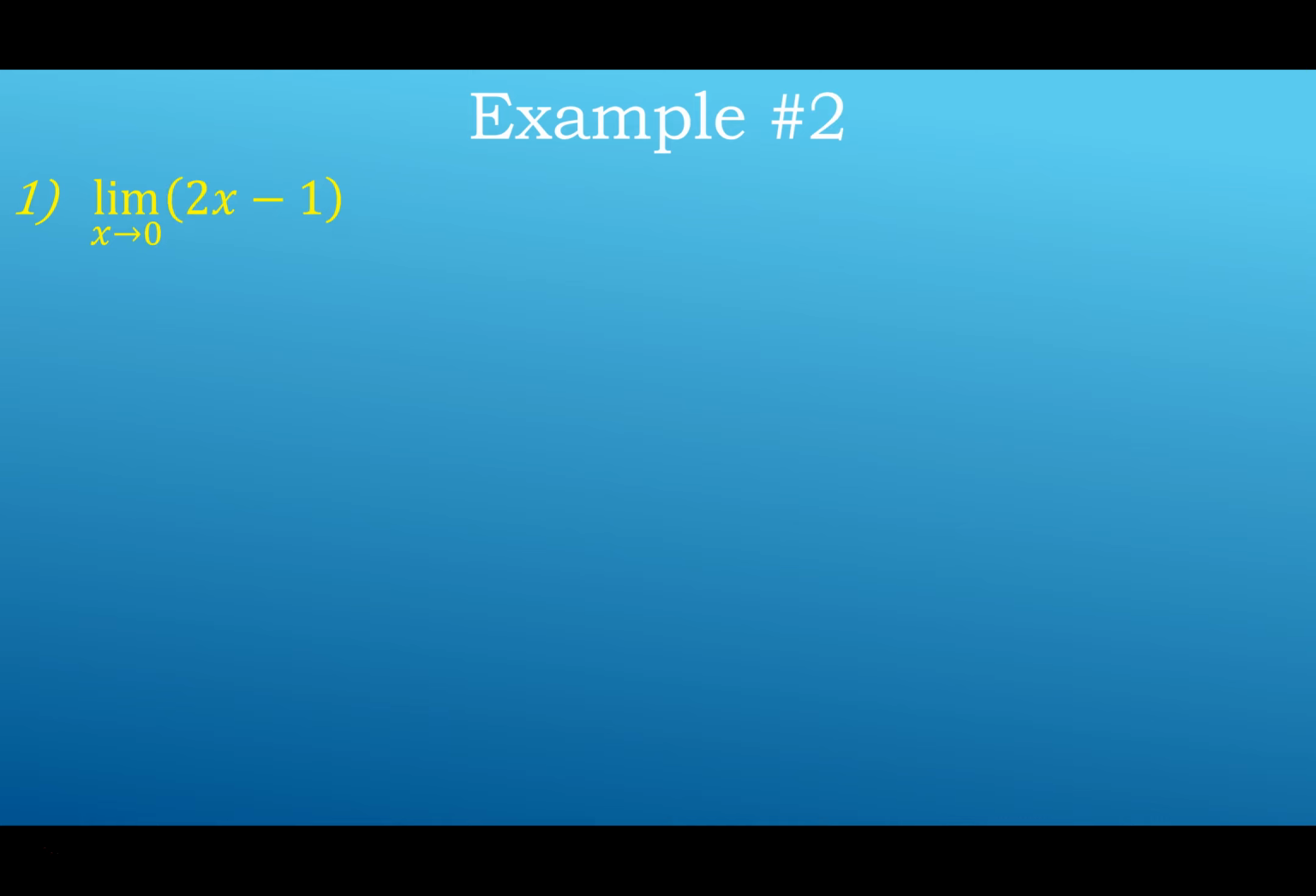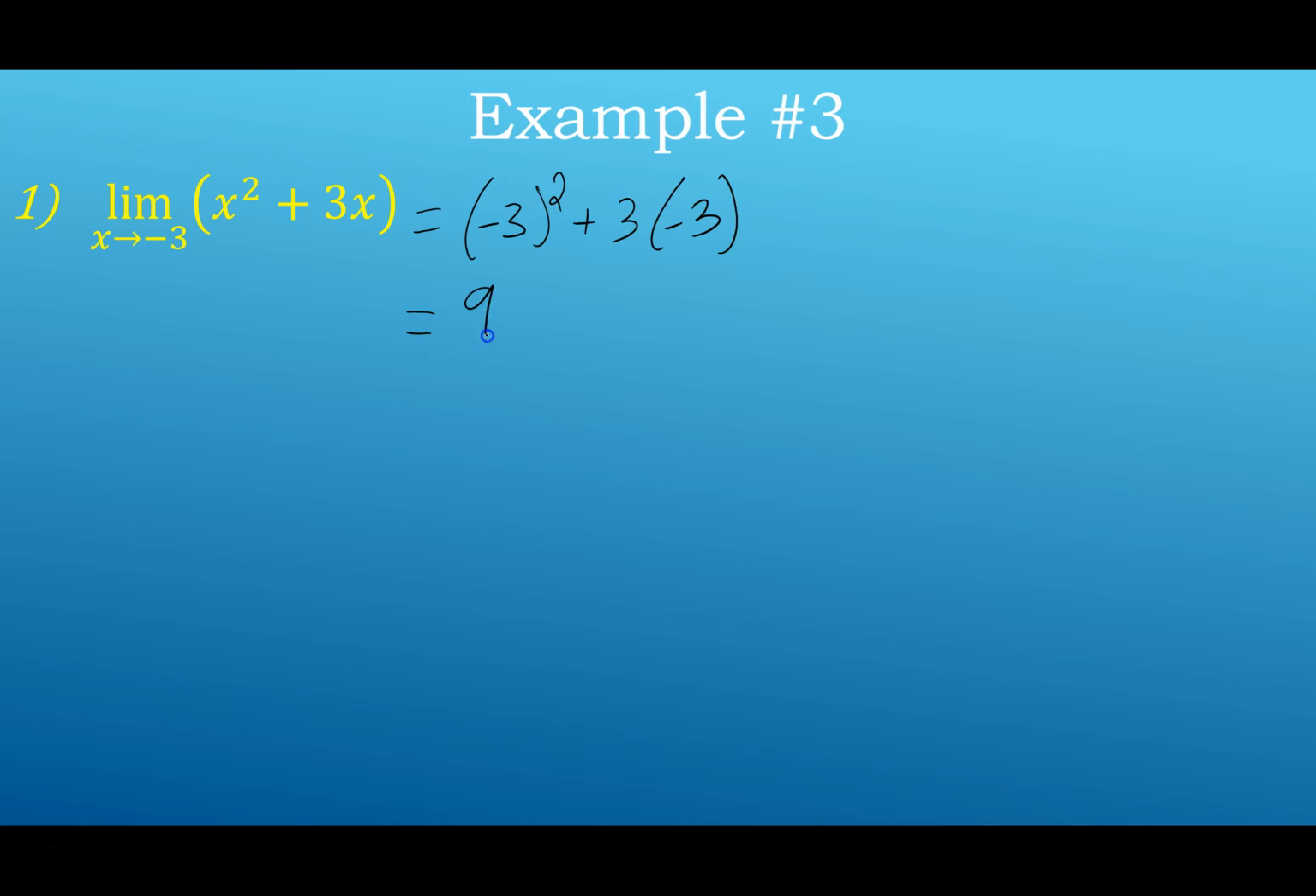So in this case, you plug in 0 for x, and we get negative 1. Pretty easy. 2 times 0 is 0. 0 minus 1, negative 1. We plug in negative 3. Be careful with the negative since you're squaring. So when we square the negative, we get positive 9. And we get 0. Again, very straightforward.